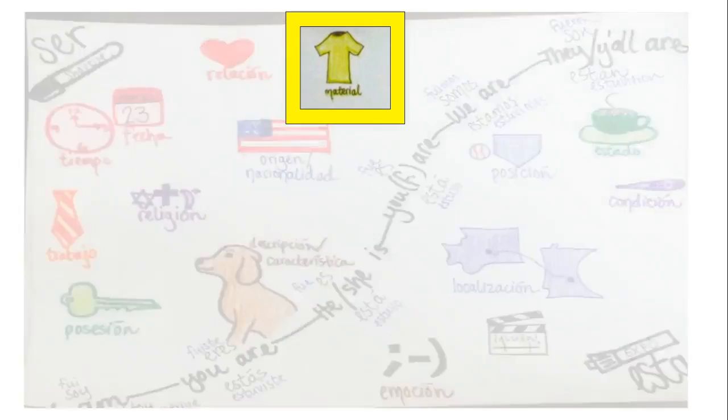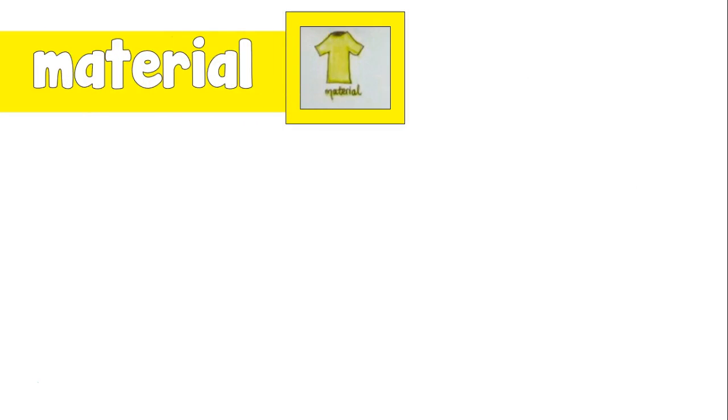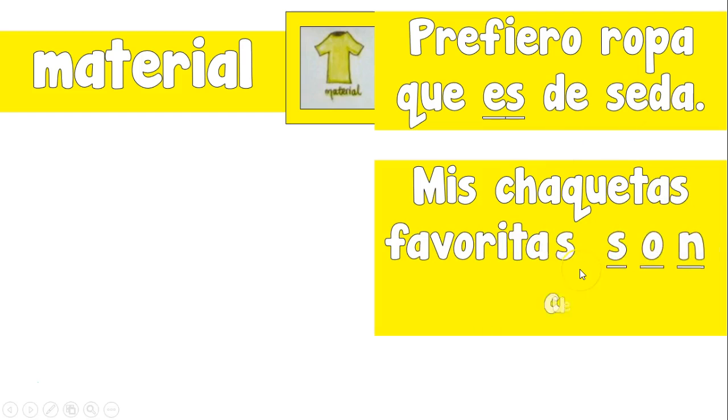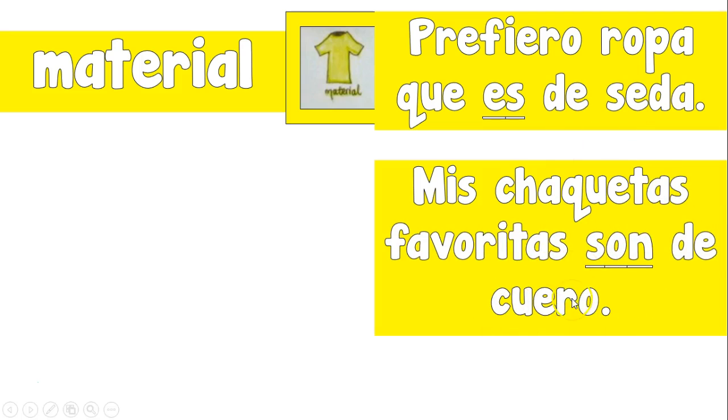Next up, we have material. Again, this is pretty straightforward. We cannot change something that maybe is of silk. Prefiero ropa que es de seda. And we can't change things that are maybe of leather, de cuero. Mis chaquetas favoritas son de cuero. Things can fade over time, but we can't physically change the material of something.